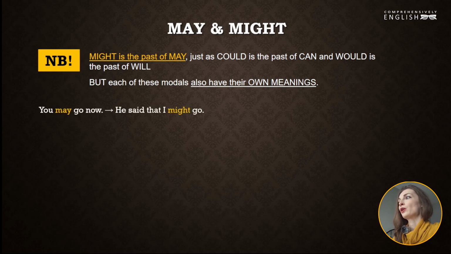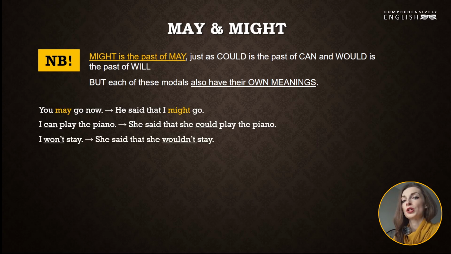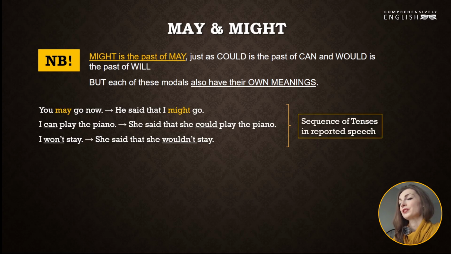Okay, you may go now. He said that I might go. I can play the piano. She said that she could play the piano. I won't stay. She said that she wouldn't stay. As you see, these examples illustrate the sequence of tenses in reported speech. So, in my direct speech, I use may, can, and will not or won't.